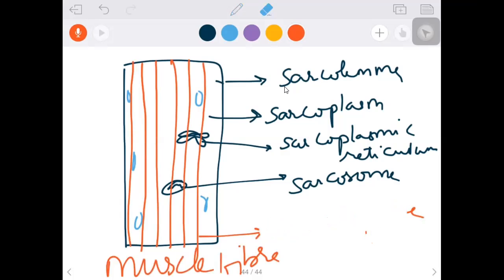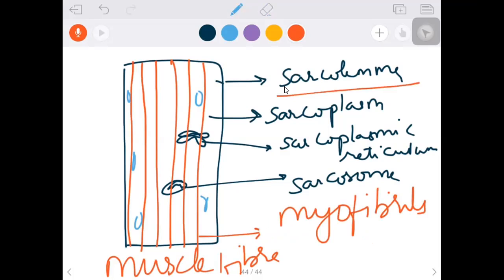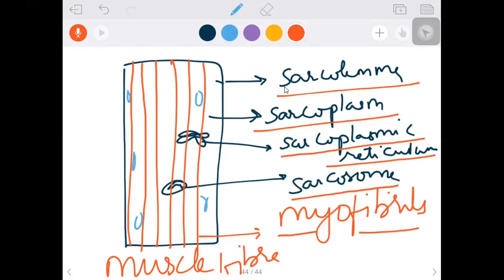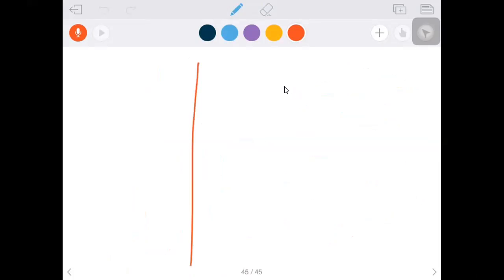Each muscle fiber contains many myofibrils. This is the myofibril. In the muscle fiber, the plasmalemma is called sarcolemma. The cytoplasm is called sarcoplasm. The endoplasmic reticulum is considered the sarcoplasmic reticulum. And the mitochondria here are called sarcosomes, which is a frequent and regular question. Just focus there. A muscle fiber includes many myofibrils. Let's take a myofibril under the microscope.